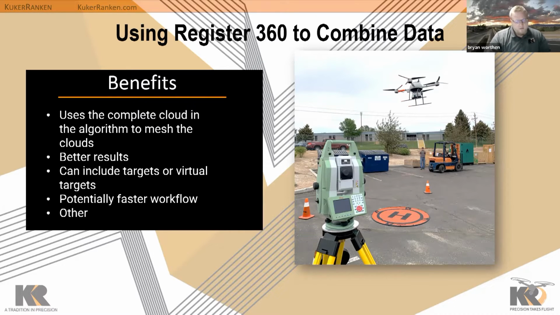So benefits of using this workflow, as opposed to picking a couple of common targets, you're looking at the entire cloud. You're using an algorithm to cloud register these data sets that's using all of your data rather than half a dozen or whatever. So I think I got better results. You can include targets. I think it's potentially a faster workflow. I love this workflow for blending your data, and there's more benefits as well.